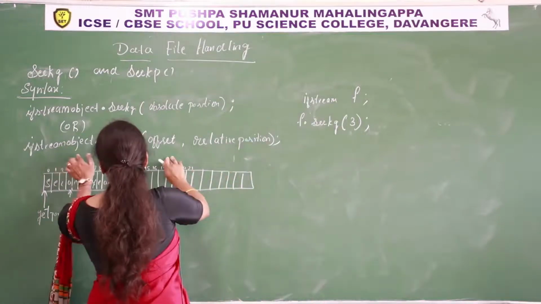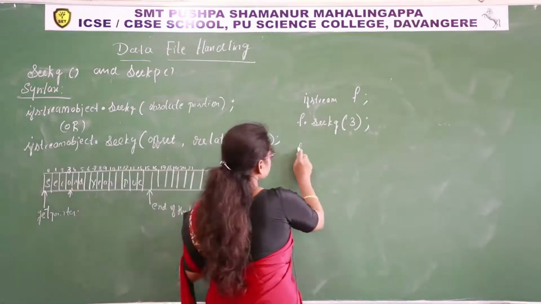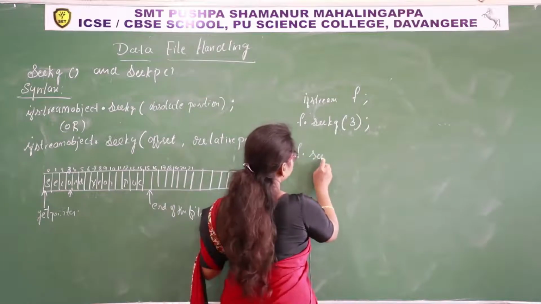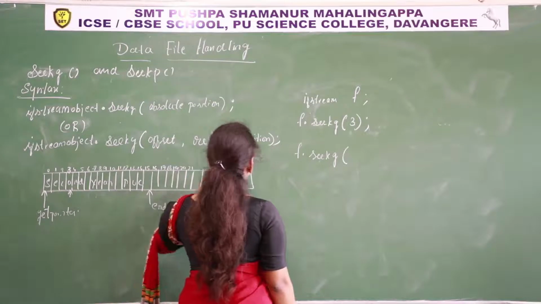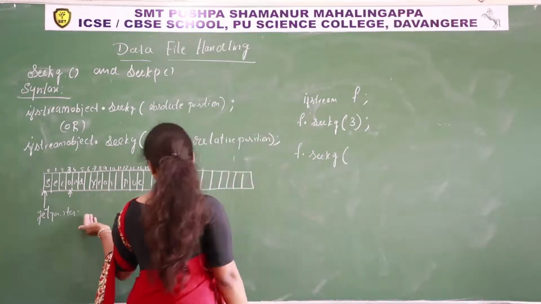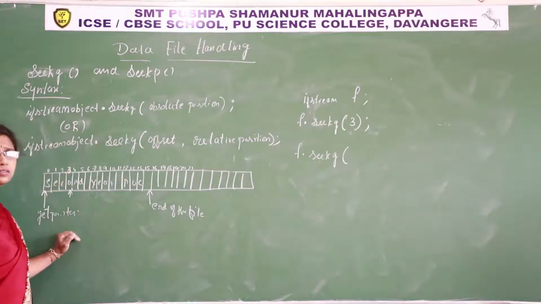Here another option is there. f.seekg(offset. Offset means how many bytes it has to move from the beginning.